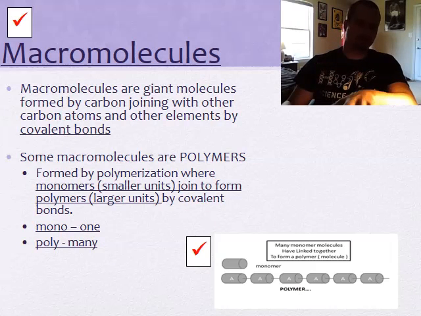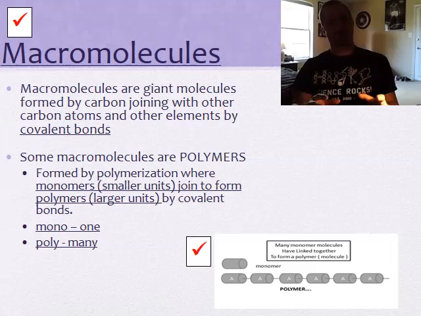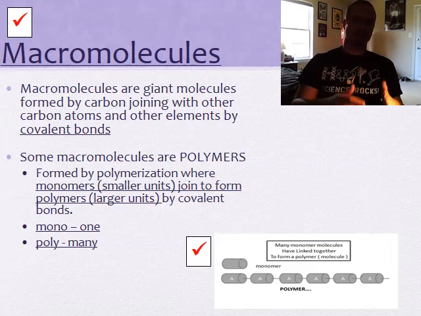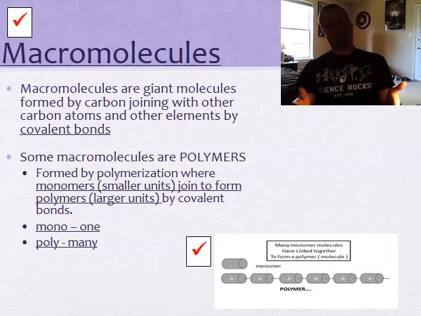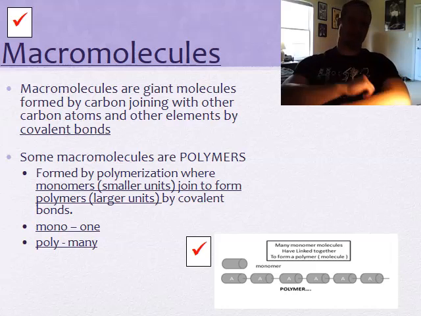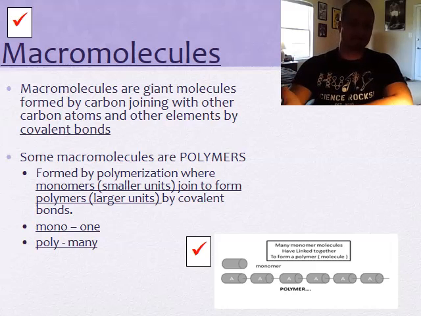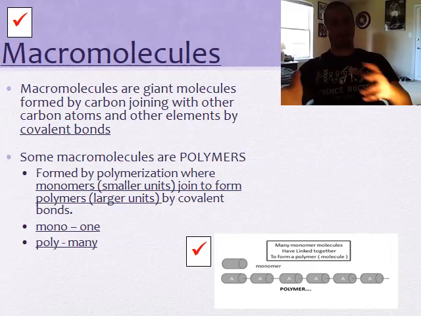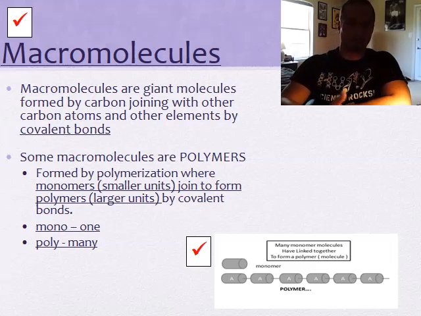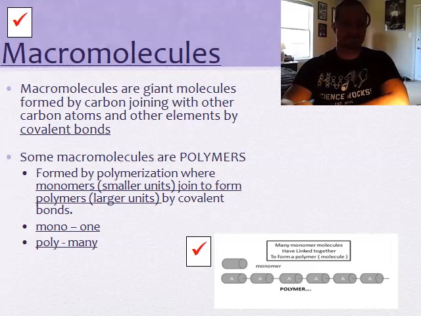So macromolecules. Macromolecules are giant molecules formed by carbon joining with other carbon atoms and other elements by covalent bonds. Now some macromolecules are polymers. Polymers are formed by polymerization, or combining, where monomers, smaller units, join to form polymers, larger units, via covalent bonds. So mono means one, poly means many.